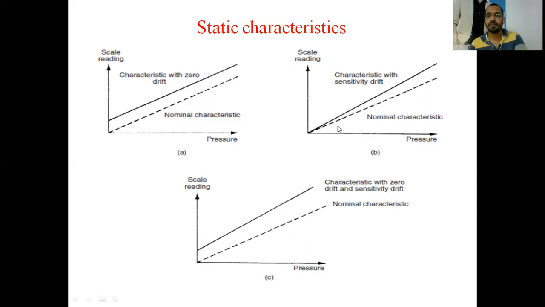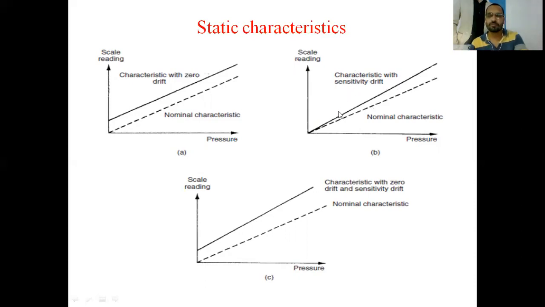For example, if the final result is of 10 ampere, then it is showing you 11 ampere. So this is the gradual shift of the whole reading. This is called as sensitivity drift. It means its sensitivity is affecting. This drift is affecting the sensitivity of the measuring instrument.